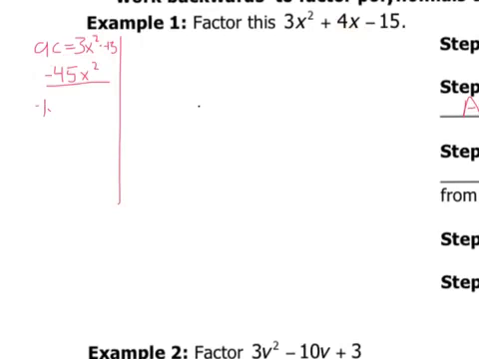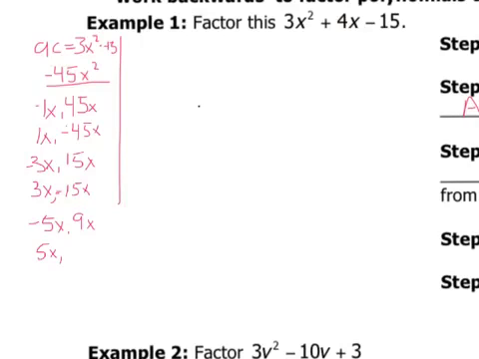So I have negative 1x and 45x. I have 1x and negative 45x. Neither one of those adds to 4. So let's keep going. 2 doesn't work. So I have negative 3x and 15x. I have 3x and negative 15x. Do either one of those add to 4? Nope, got to keep going. 4 doesn't work. Let's do 5. So I have negative 5x and 9x, and 5x and negative 9x. Do either one of those add to 4?